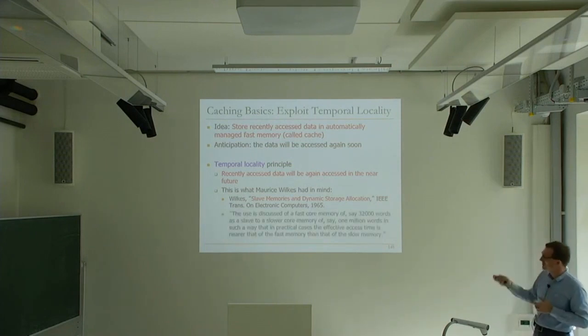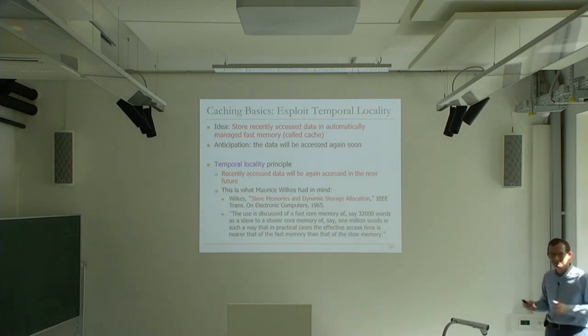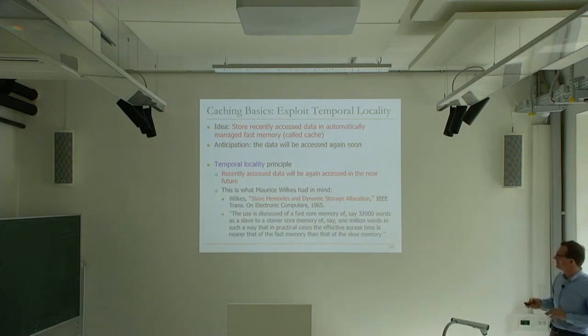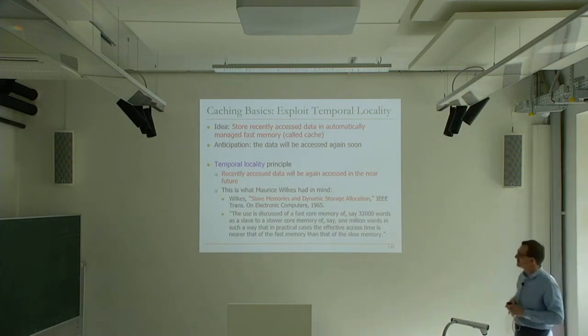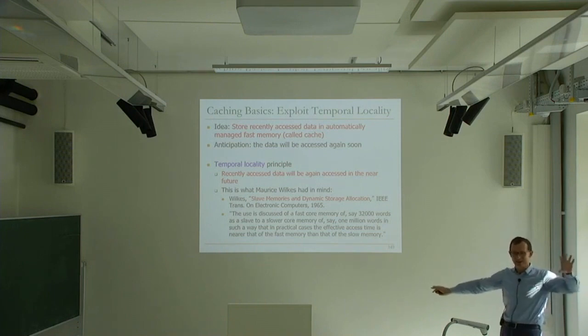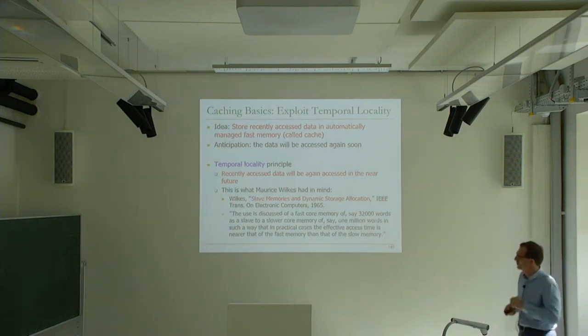And I quote from him: the use is discussed of a fast core memory of, say, 32,000 words as a slave to a slower core memory of, say, 1 million words, in such a way that in practical cases the effective access time is nearer that of the fast memory than that of the slow memory. It's beautiful, right? It captures the concept nicely. Of course, it captures the mindset also. As you go far away from the processor, these things are slaves. They're not doing any useful stuff, or maybe they're doing useful stuff, but they really are slaves to the processor. So it's a mindset that we may need to change going into the future.